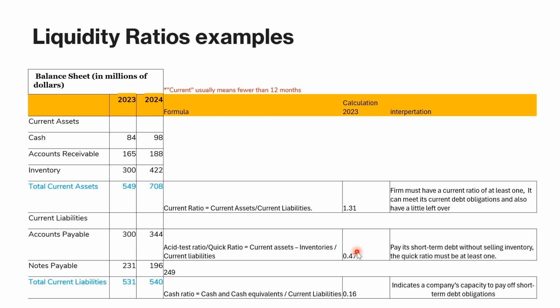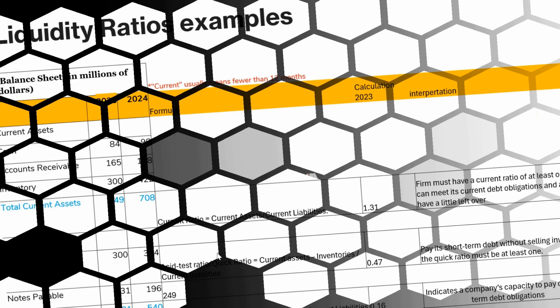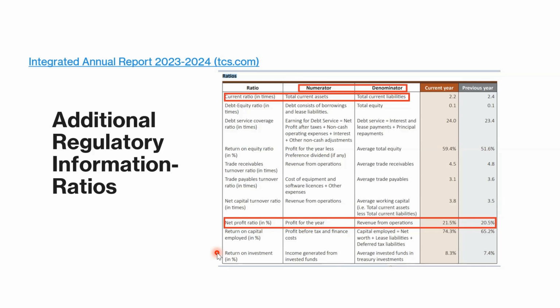And then you have the cash ratio, very important, which is cash and cash equivalents divided by current liabilities, which indicates a company's capacity to pay off its short-term debt obligations. So these three ratios are very important in terms of liquidity, right? And moving on further, these ratios are important when you have a regulatory requirement in any company.